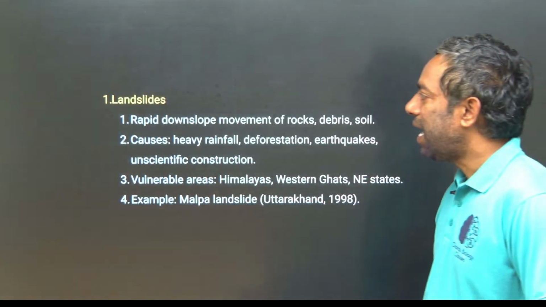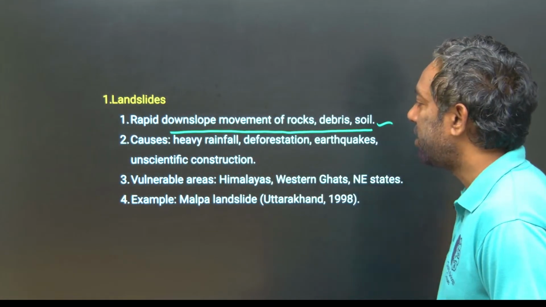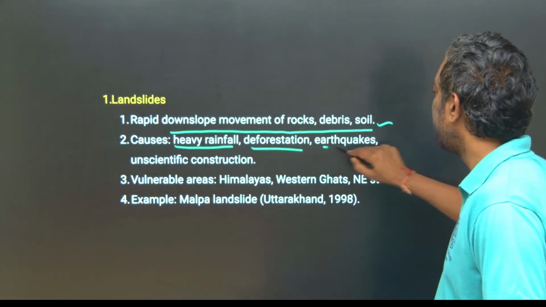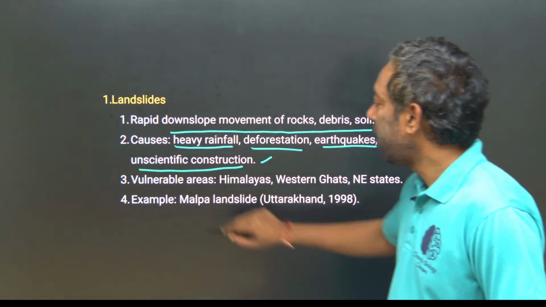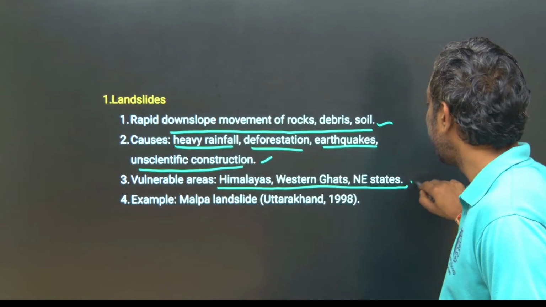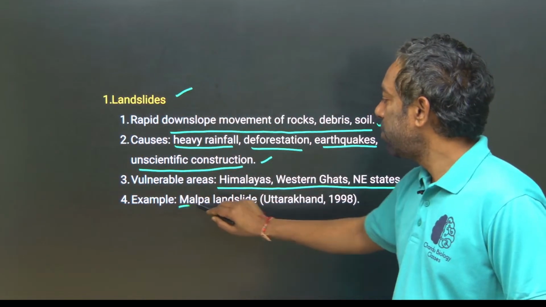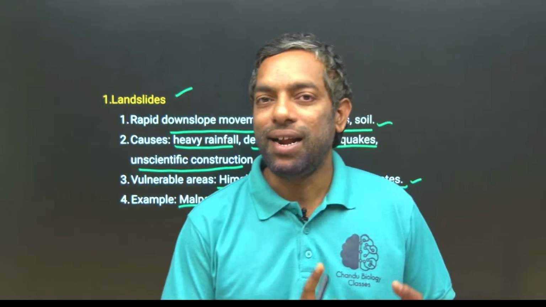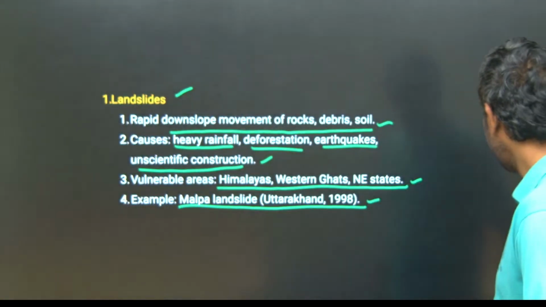Landslides: rapid downslope movement of rocks, debris and soils. It is caused by heavy rainfall, deforestation, earthquake and unscientific construction. Vulnerable areas like the Himalayas, Western Ghats and northeastern states are more vulnerable to landslides. Example: Malpa landslide, Uttarakhand. Earthquakes, volcanoes and landslides are natural disasters.